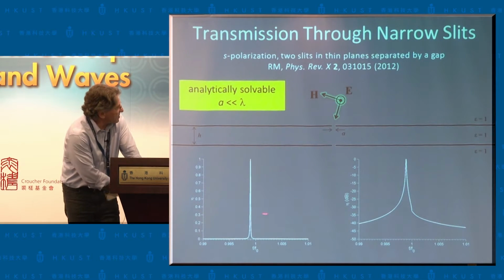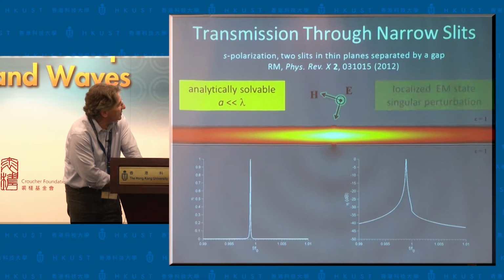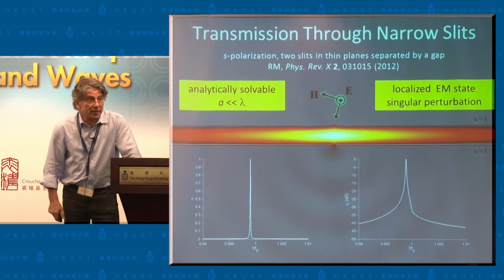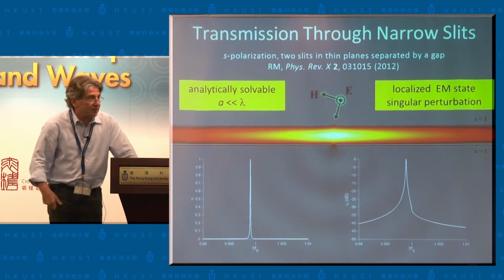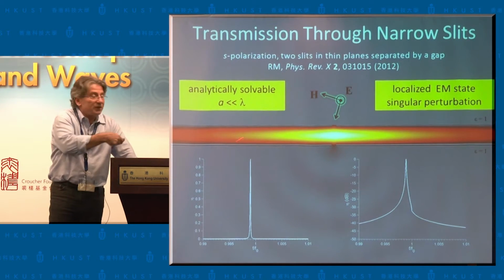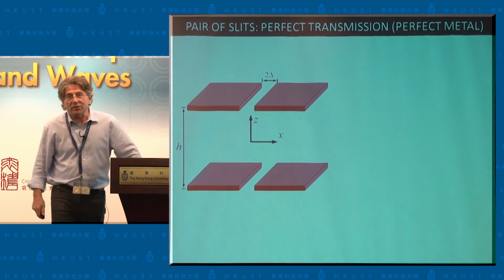So this is, again, the transmission in the logarithmic scale, and this is a linear scale, and this is the state in there. And as I said before, it's a localized state that is a singular perturbation. If you have the hole, you have it. If you don't, it goes away. So this is another way to look at the same problem.